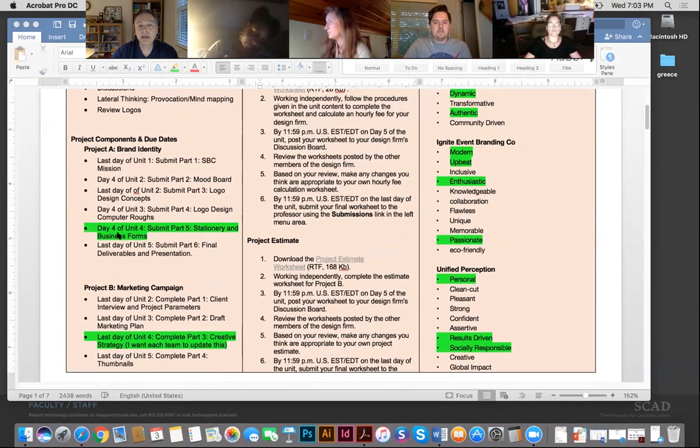So as far as the due dates, I've got it marked right here for project A, brand identity. Day 4, that would be tomorrow. I wanted to see some thumbnails for stationery and business forms. I'm not looking for perfection. You can work quickly, but you do have to get the proportions right for the most part, which isn't that hard.